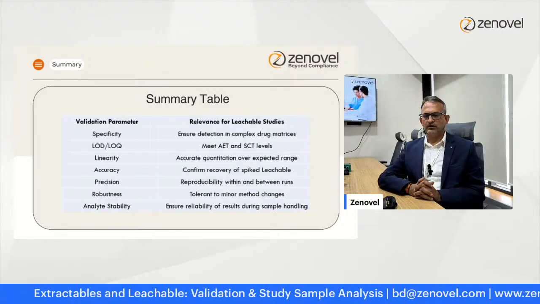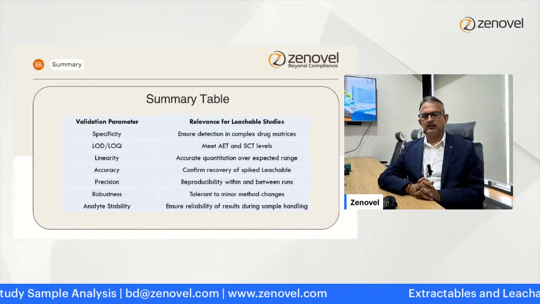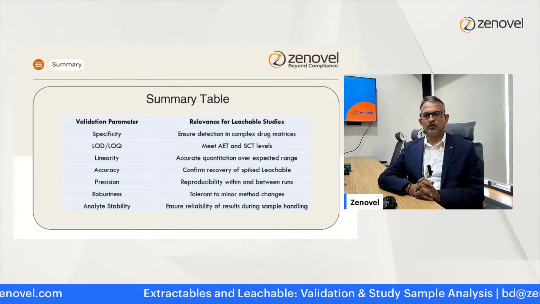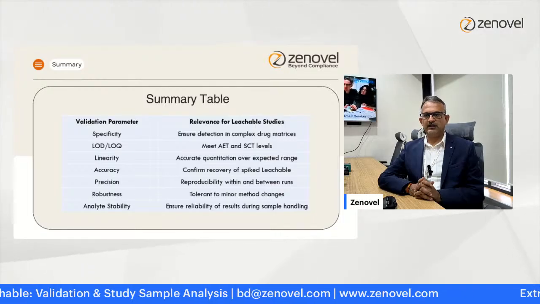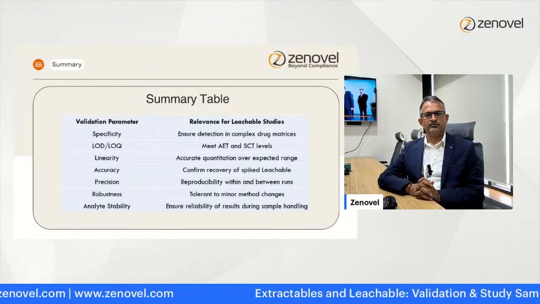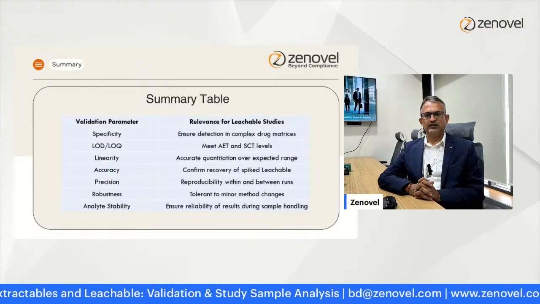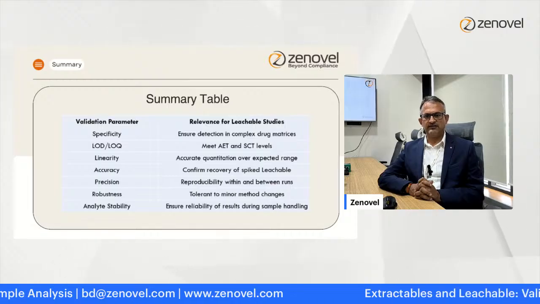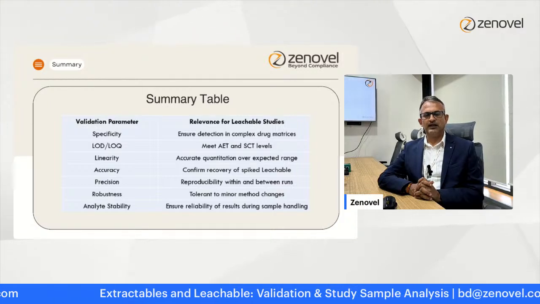Here the validation parameters are provided in tabulated format with respect to their relevance to leachable studies. If we see the specificity, it ensures detection in complex drug matrices; LOD and LOQ to meet the AET and SET levels; linearity for accurate quantification over the expected range; accuracy to confirm the recovery of spiked leachables; precision for reproducibility within and between runs; robustness, the tolerance to minor method changes; and analyte stability to ensure the reliability of the results during sample handling.